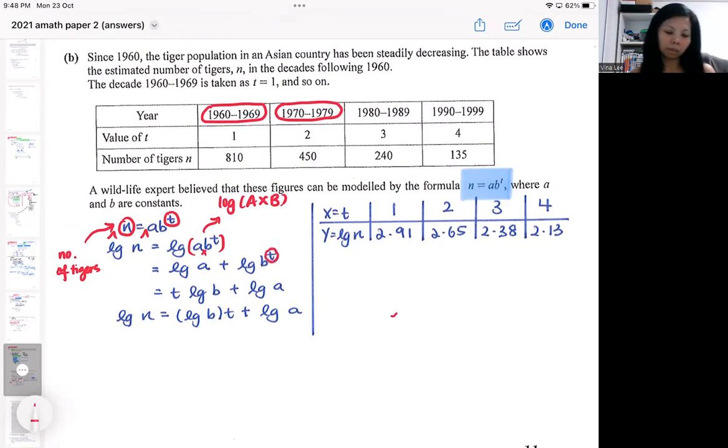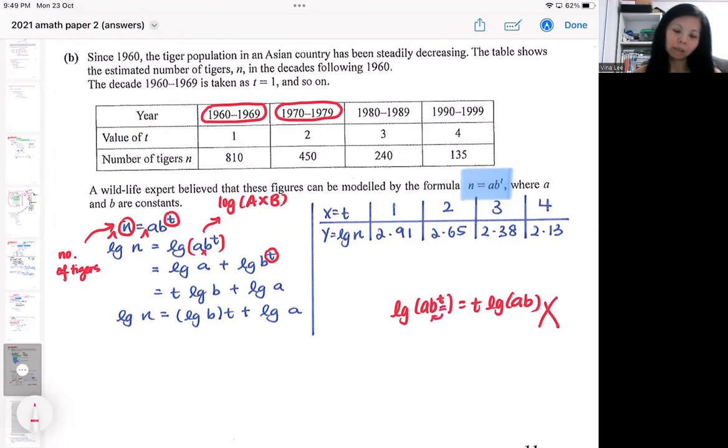So a common mistake is that some people straight away bring down the power and then they say they kind of got stuck. So this one is wrong. You do not do that, because the power belongs to B. So essentially it's like this: the power T only belongs to B. So you should split out first, let it become a log plus log. Then you bring down the power. Subsequently, the feature will be what is your capital letter Y, what's your capital letter X.